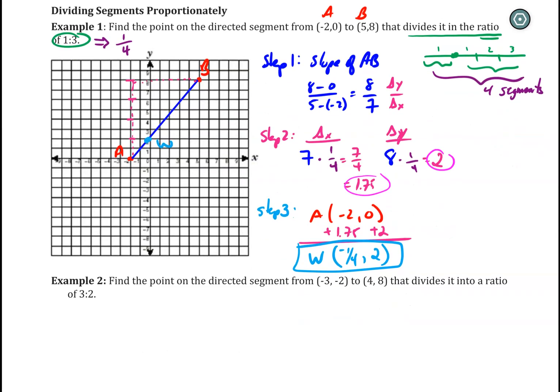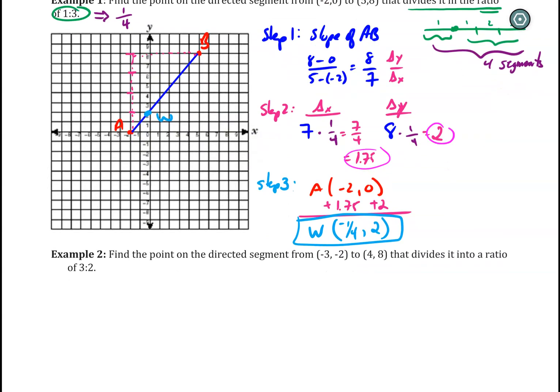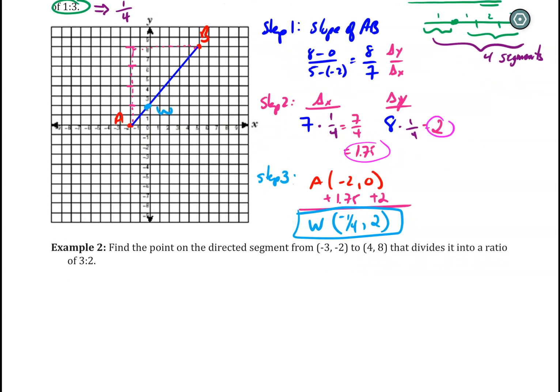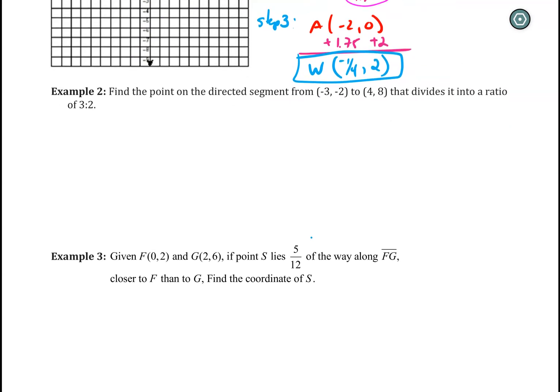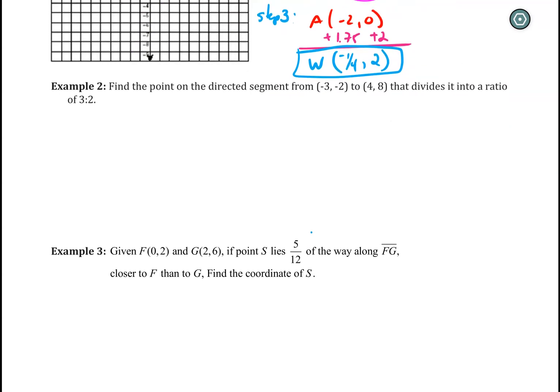All right, let's do that again, because like I said, this is definitely something that's new and a different thought process. So let's take the opportunity to try that again. So let's look at example number 2. All right, so the first thing is, let's do step 1. Find the overall slope.